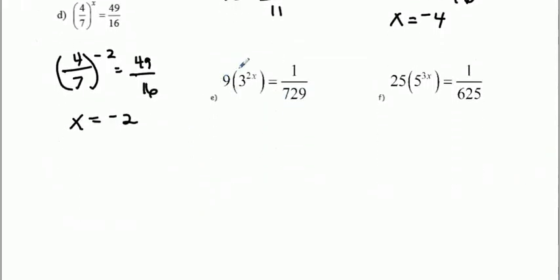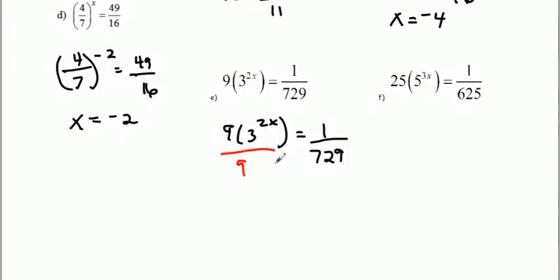So 9 times 3 to the 2x equals 1 over 729. That's looking a little bit confusing. The first thing I would do is I would get it so that it's just one power on one side and one fraction on the other. So I'm going to divide both sides through by 9. And I'm just going to change colors here. So this is going to be divided by 9, and this is going to be divided by 9.